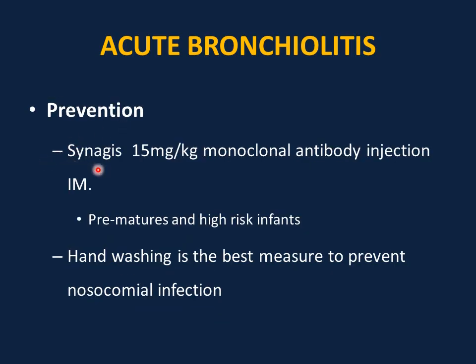Prevention. Synagis is a 15 milligram per kilo monoclonal antibody injection. This is very helpful in premature infants and high-risk infants, for example with congenital heart disease. Hand washing is the best measure to prevent nosocomial infection of acute bronchiolitis because of RSV. RSV, remember, is transmitted by contact, it is not airborne. So hand washing is the key, not the mask.